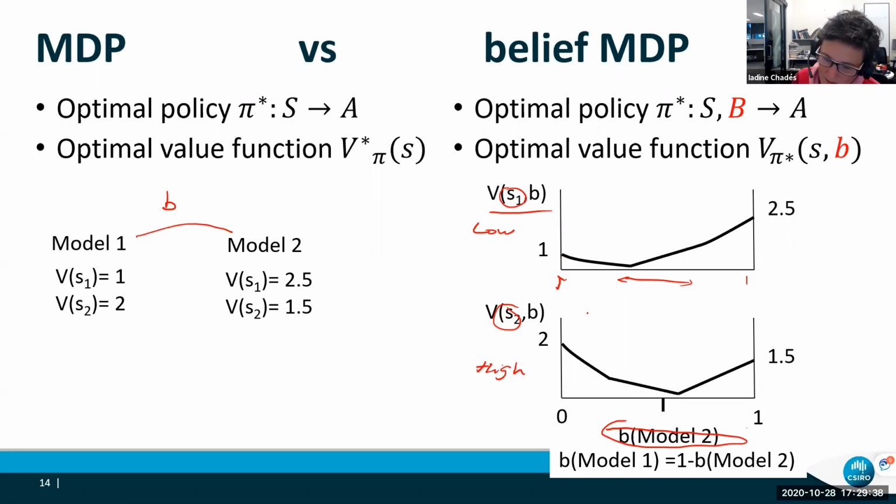So what are the other interesting things? I'm going to ask the attendees, looking at this graph and this information, what else can you say about the properties of the optimal value function for a belief MDP under model uncertainty? See if you find it. Just go for it. It's okay if you don't get it. Just write something if you can.